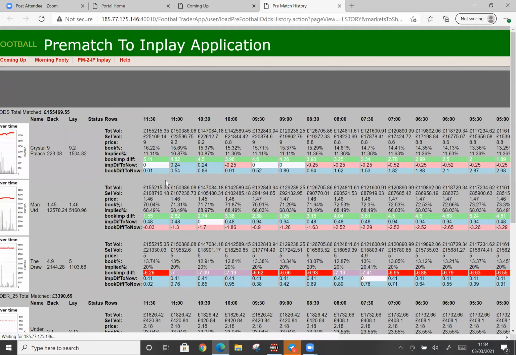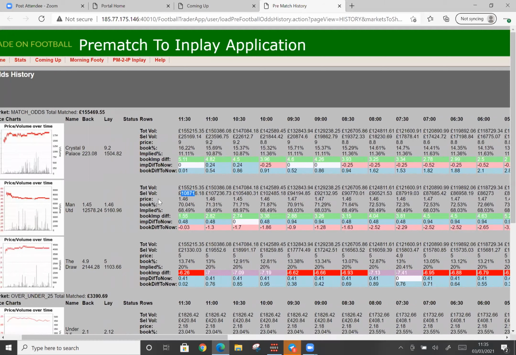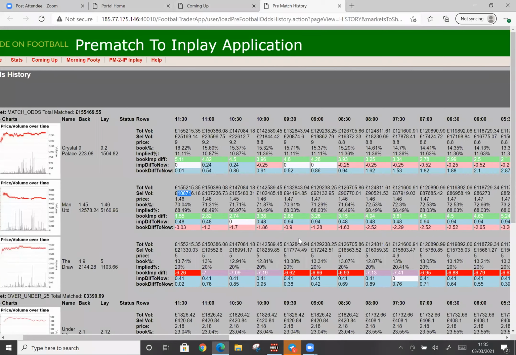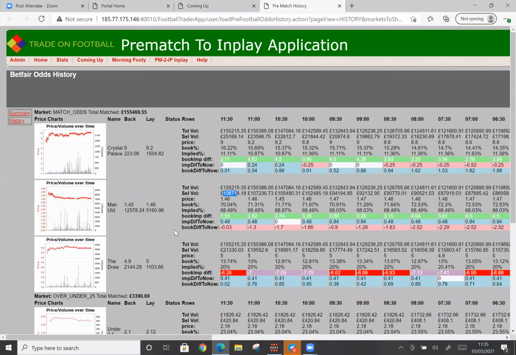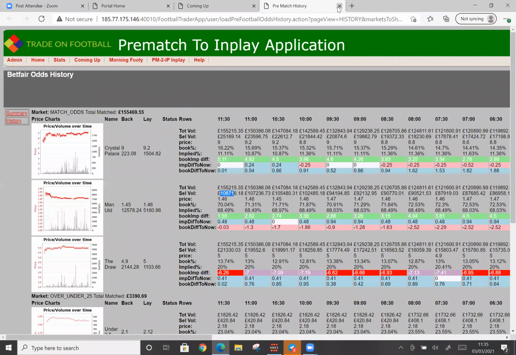Again, I'll go through this again, 155,000 has been traded on the game, of which 108,000 has been traded on Manchester United. Their price is 1.46, which equals 68.49%, and the book percentage is 70.04%. So as you can see, the difference here is 1.55. But as you can see throughout here, there is no difference. It's pink, blue, pink, blue. So the price is not going anywhere. Again, we can't really say what's going to be happening in this game.